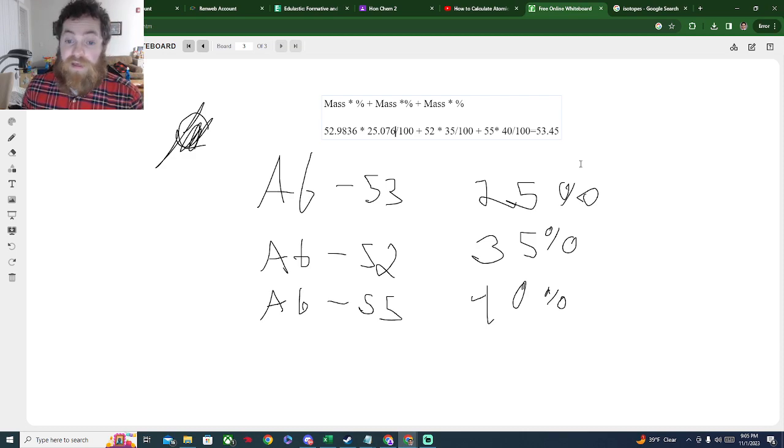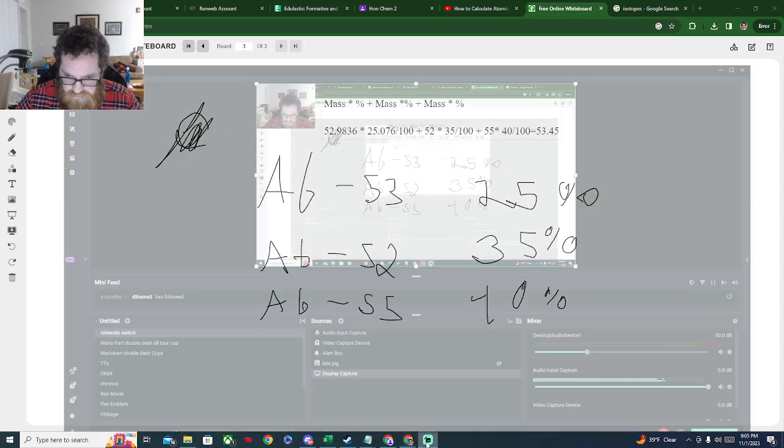And that's how you do atomic mass calculations. That covers everything you will be assessed on. Best of luck.